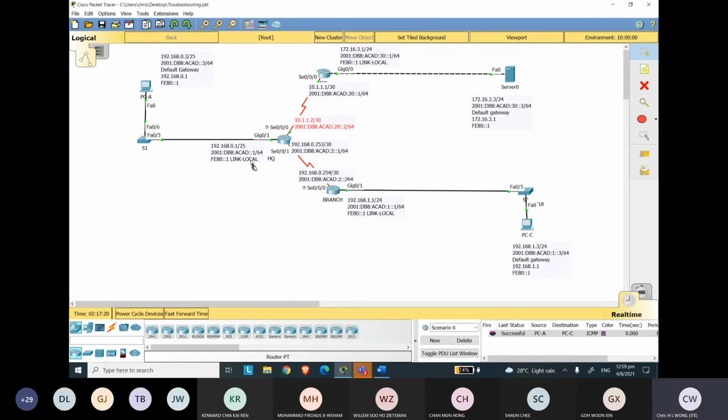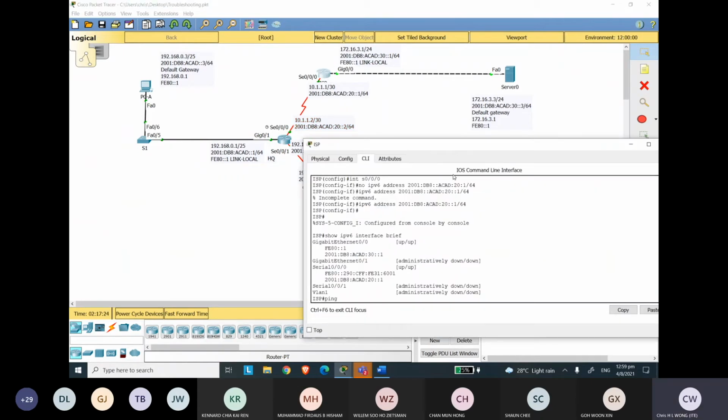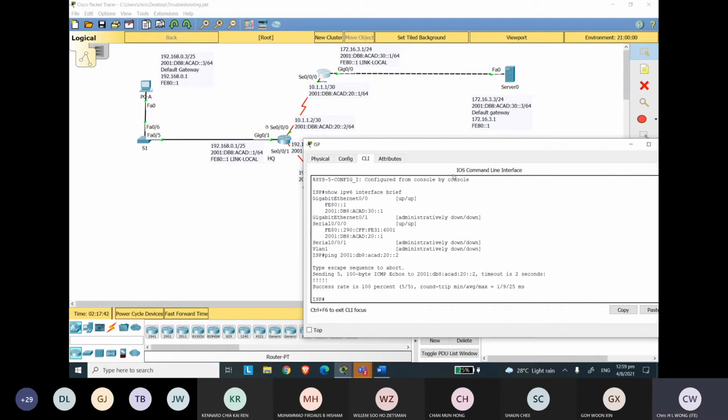Let's put further here. Okay, ping that, please. Ping 2001:DBA:ED: now you know I hate IPv6, right? Because the numbering is terrible. 20:2. Can you just check whether you can ping this now?